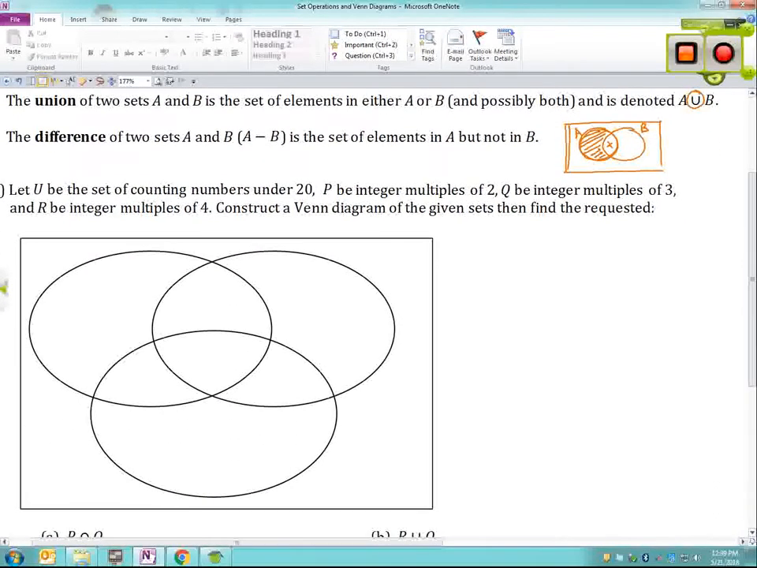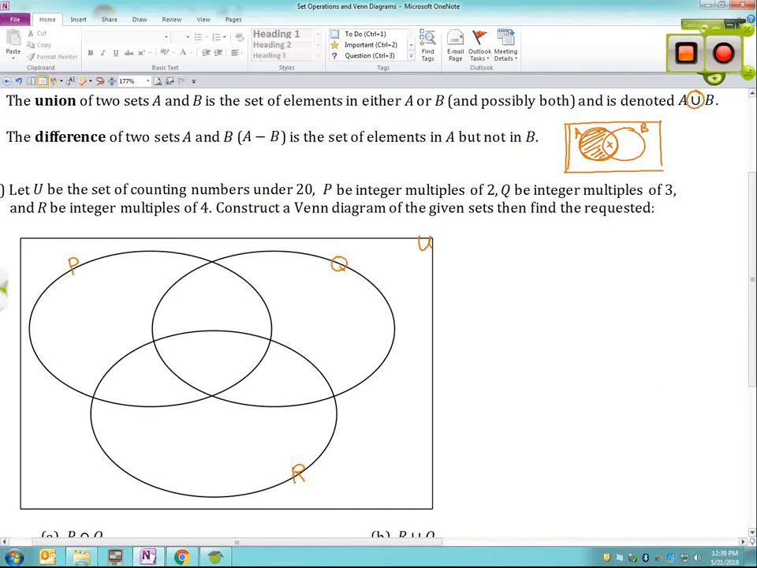All right, so what we're going to do now is look at a large example. We've got a pretty big Venn diagram here, and our universal set is all of the counting numbers under 20, so 1 through 19 because we don't include 20. And we have three subsets, P, Q, and R, which are multiples of 2, 3, and 4. And I'm going to label my box as U, and then P, Q, and R will be my subset bubbles.